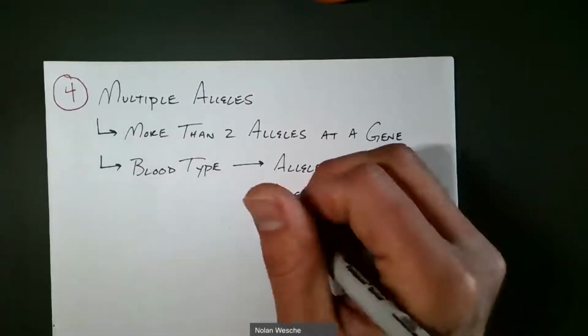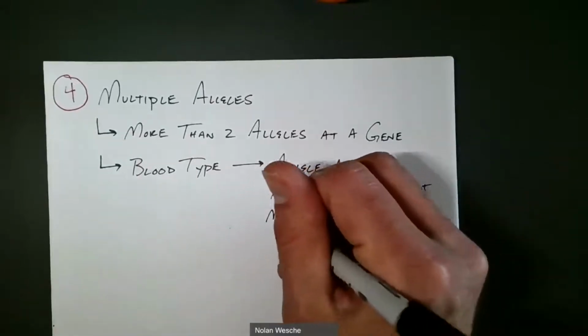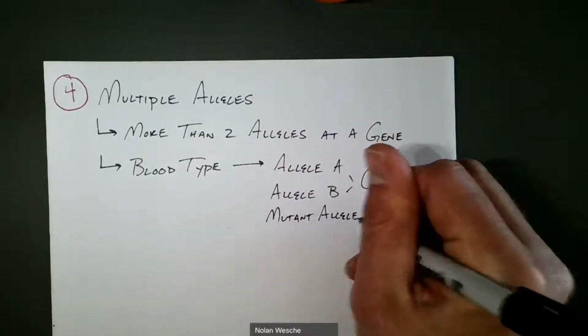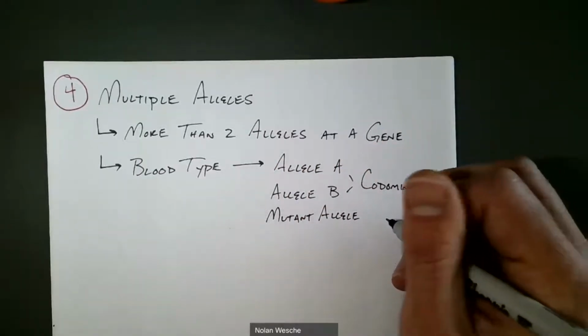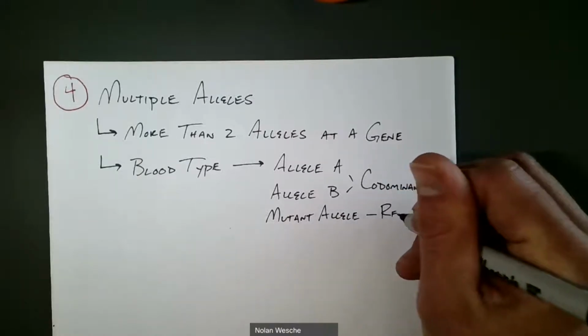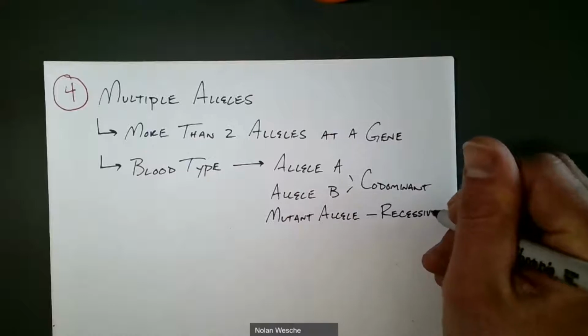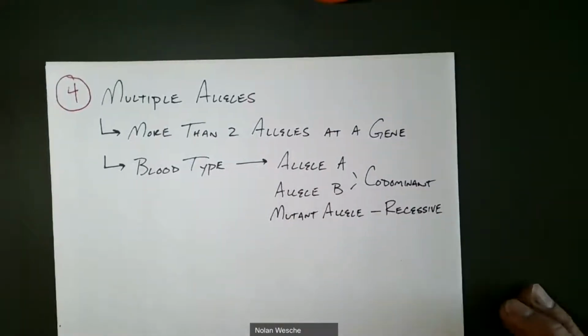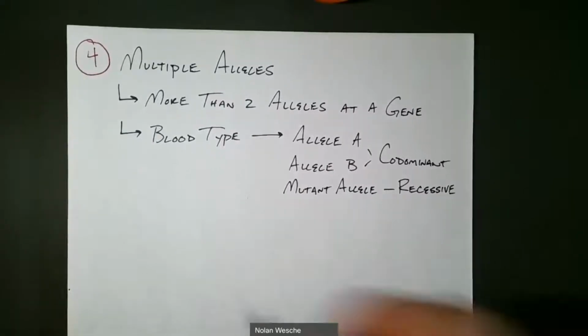And then our third allele is going to be this mutant allele, where if you get this mutant allele, you don't produce any antigen, and this is going to be recessive to blood types A and B. So we have this interesting allele set. So you want to think of it like this.